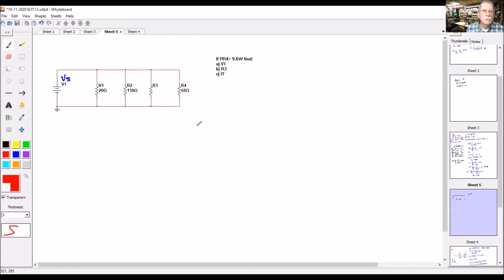And let's go to the homework, which as I look at it now, I realized I forgot to give you one piece of information. But we can do the first part. I was supposed to give you RT and then instead ask you to find it, which you can't do. All right. So you're told over here that P sub R4 is 9.6 watts.